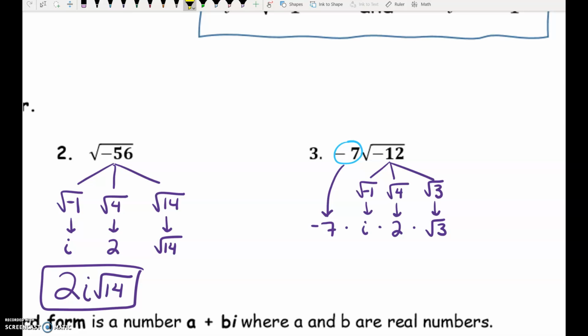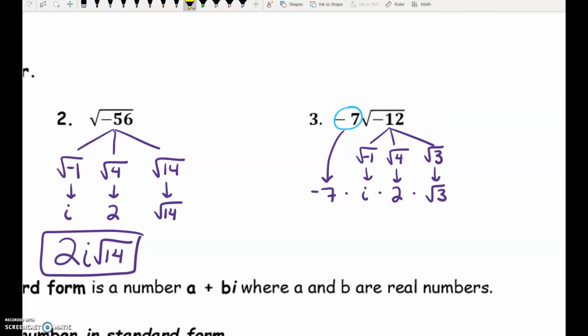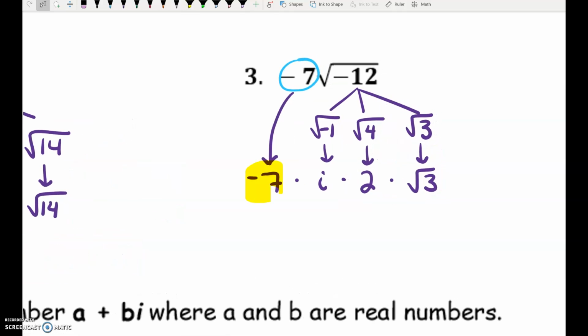Okay, which pieces can we actually combine together? Which pieces can we multiply together? The negative 7 and the 2, that will give us negative 14. Then we write the i, then the square root of 3.